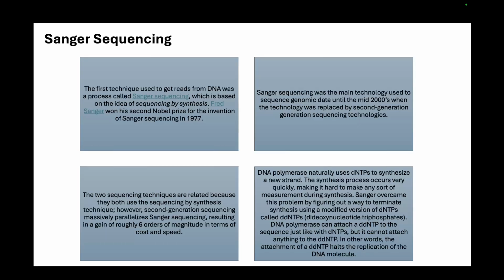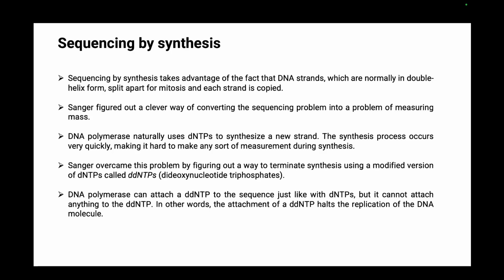And if you compare it to Illumina, both these sequencing technologies, Sanger and Illumina, use the sequencing by synthesis technique. However, Illumina, which is a second generation sequencing, massively parallelizes Sanger sequencing, resulting in a gain of roughly six orders of magnitude in terms of cost and speed. So after Sanger sequencing, we came across different types of next-gen sequencing methods, which basically bring down your cost and massively increase your speed of sequencing. We'll look into that a little bit later after we see what sequencing by synthesis is.